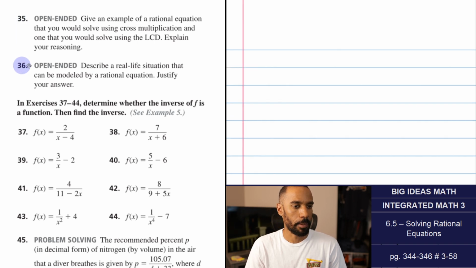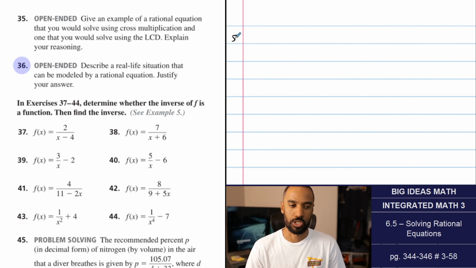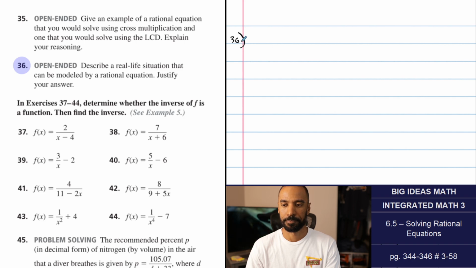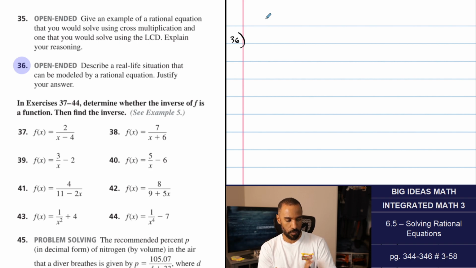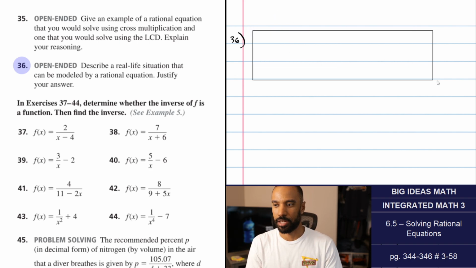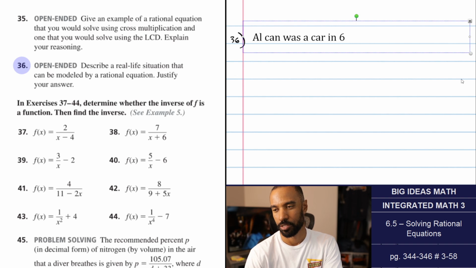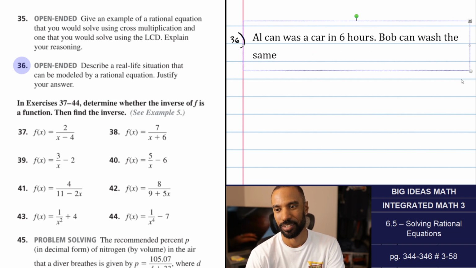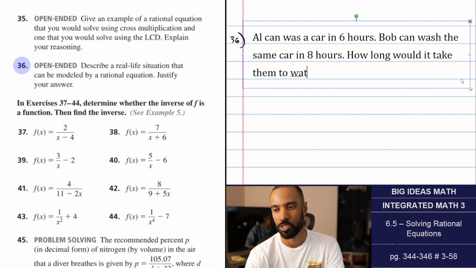Open-ended number 36. Describe a real-life situation that can be modeled by a rational equation. Justify your answer. Well, you just saw a couple of them. It says justify your answer. I just don't know if I can write the equation well to begin with, but I'll just say... I think I kind of said these before. Al can wash a car in 6 hours. Whatever, 6 hours. Bob can wash the same car in 8 hours. How long would it take them to wash it together?